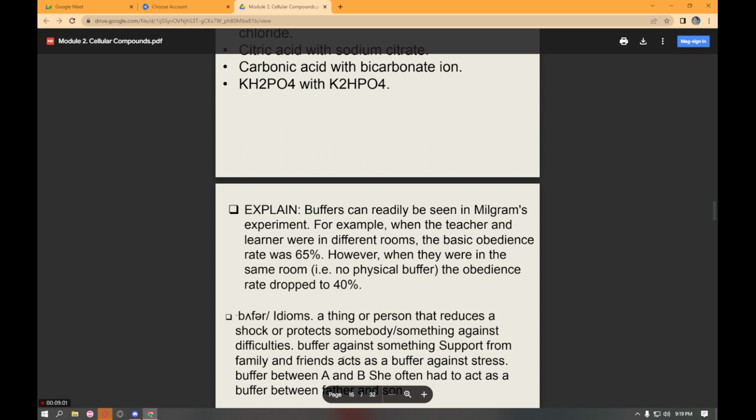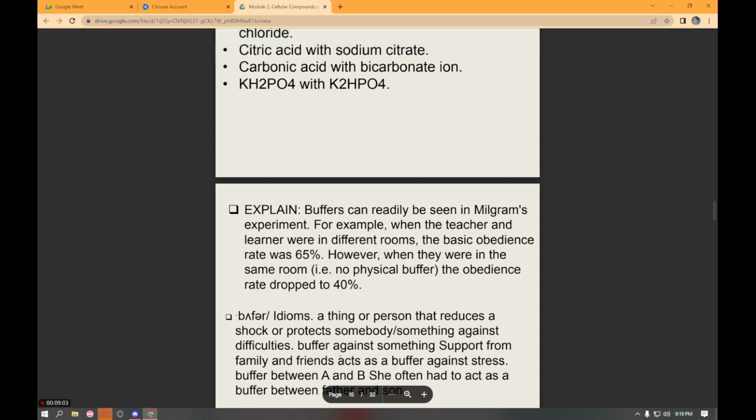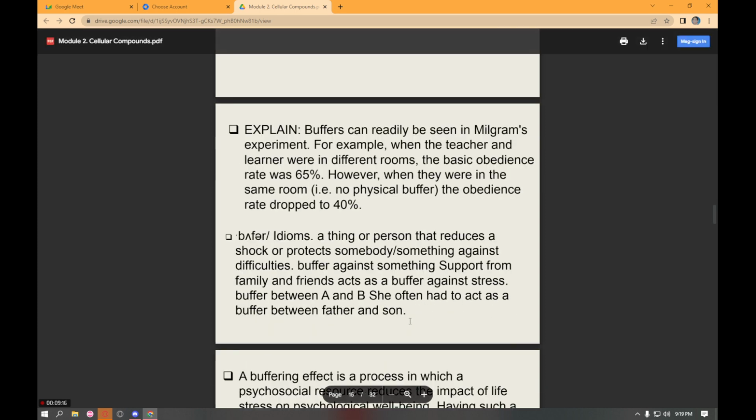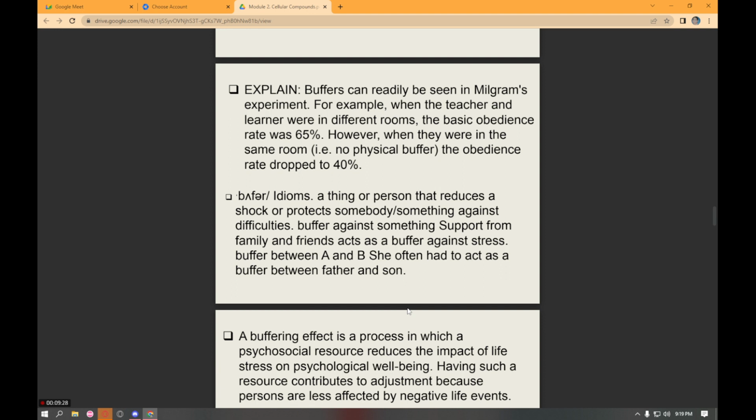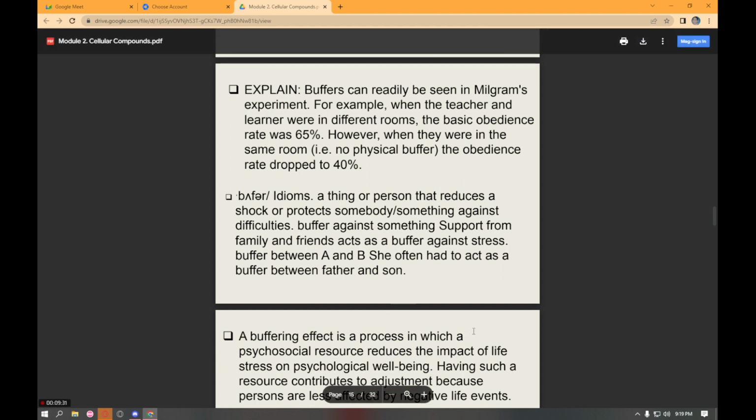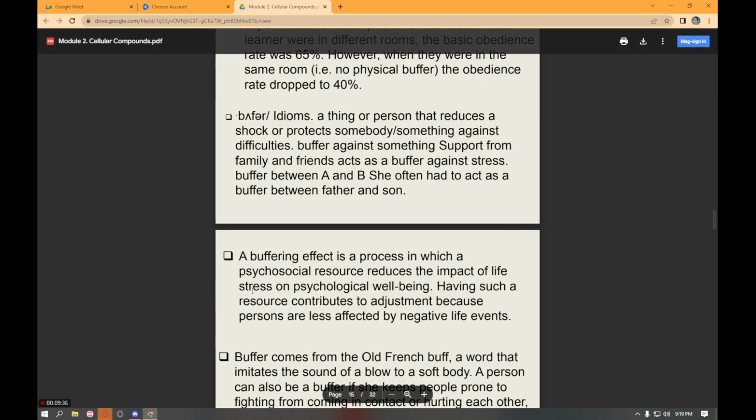Okay? So to protect someone. So support from families and friends. So like for example, inside the families, if there is a problem, okay, if you go hand in hand, 'di ba, isa-isa kayo nagtutulungan, that is what you call the buffer. It lessens the stress. Okay, so she often had to act as a buffer between a father and a son. So pag siya ay laging naging buffer, pag nag-aaway yung father at saka yung son, dapat nag-neutralize siya. Wala siyang kakampihan, and that is what you call the buffer. A buffering effect is a process in which psychosocial resources reduce the impact of life stress. Okay.